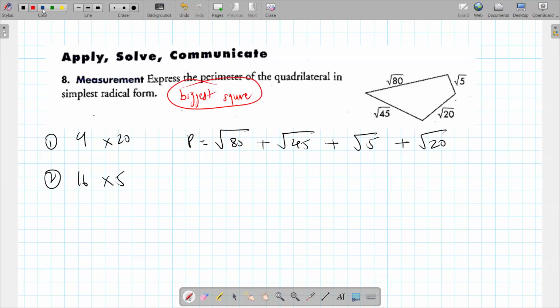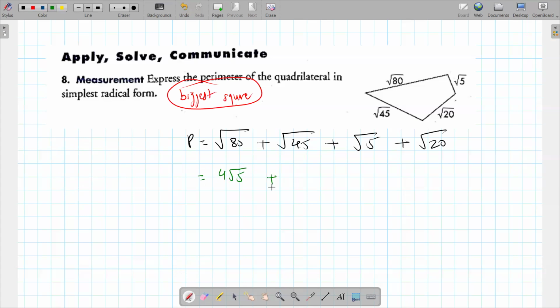So even though both 4 and 16 go into 80, it's better to use 16 because root 20 can be reduced further. So you'd have to do two reductions. If you use 4, you'd have to do it twice. So two steps, whereas if you use 16, it's only one step, okay? So we're going to do 16 times 5, so that becomes 4 root 5.